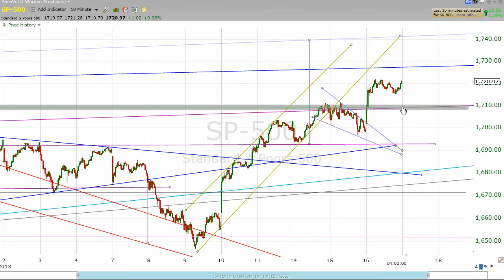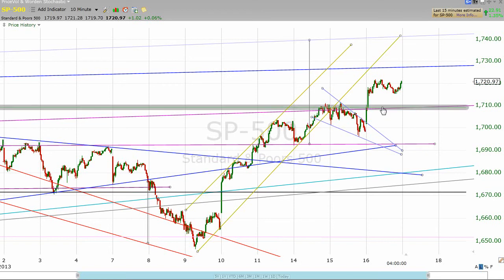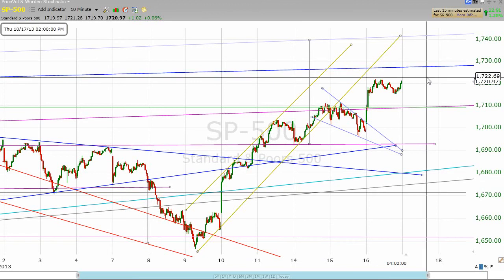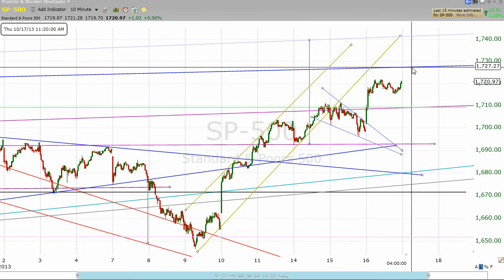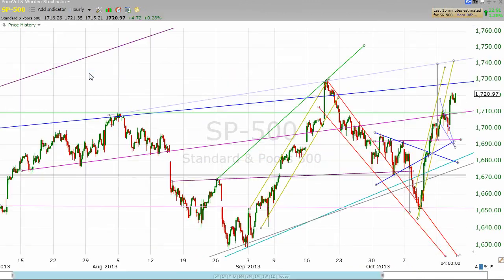So we end the day, interestingly enough, again, after so many days of seeing us stop right at a line, we stop in between again, just like we did yesterday. We stopped over this support line but under this resistance line almost midway. Today we stop over these two lines but under this line. So I would still consider that this 1727 area right here, let me show you where that comes from.